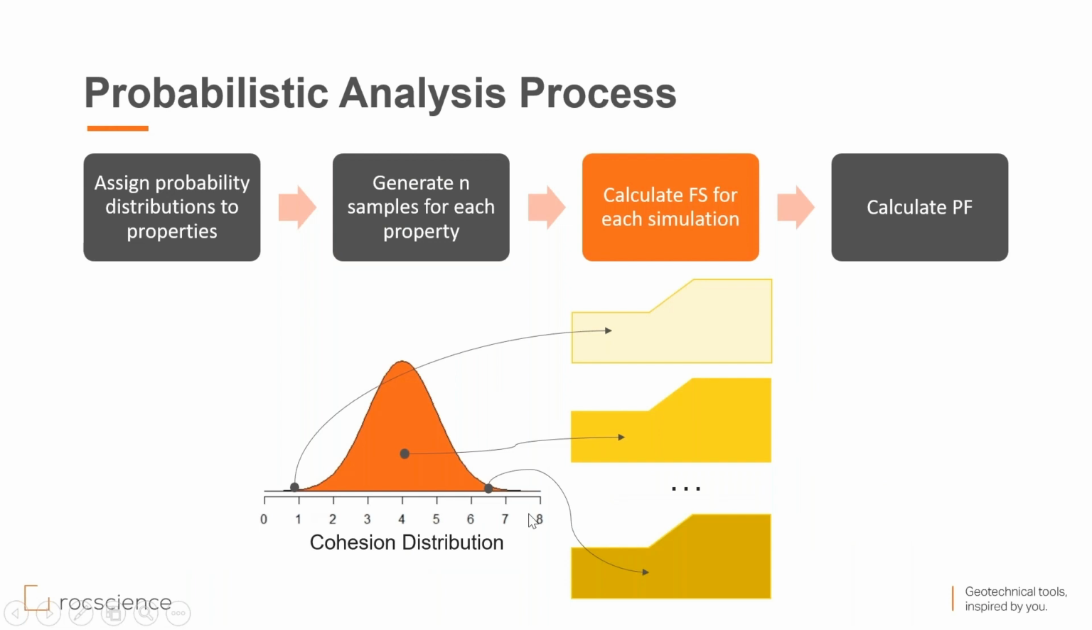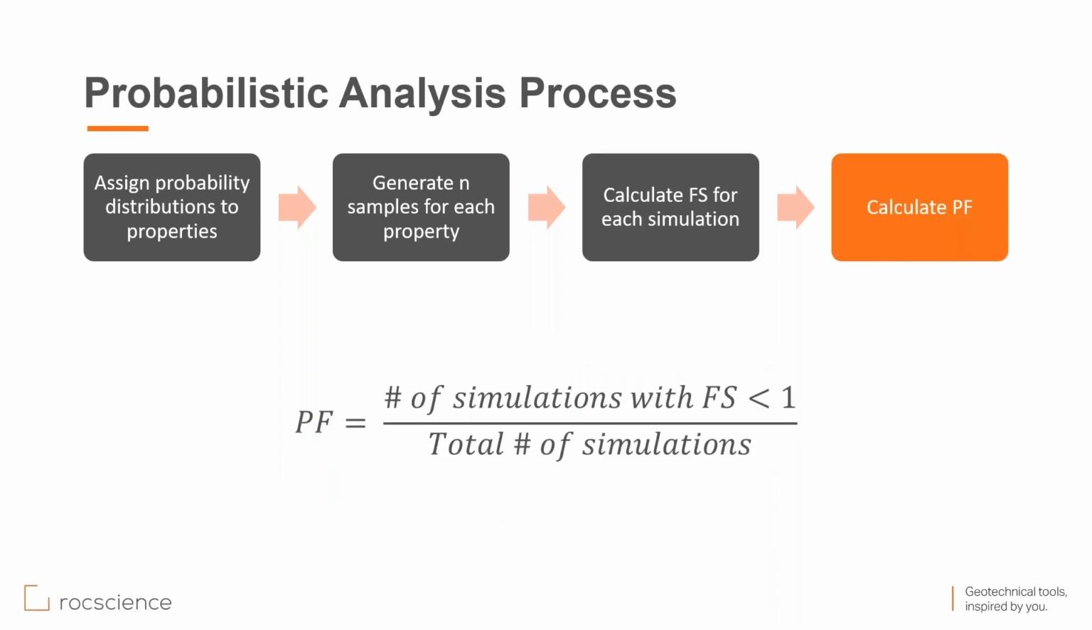So we sample this 1,000 times. Same as before, say we take cohesion as 1, we plug it in, we get factor of safety. We sample another value, we plug it in, we get factor of safety. We run 1,000 simulations, and then we get the probability of failure, which is the number of simulations with FS less than 1 divided by the total number of simulations.